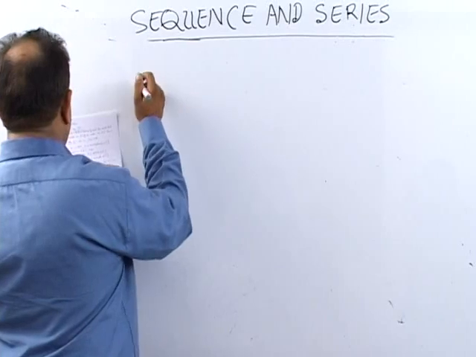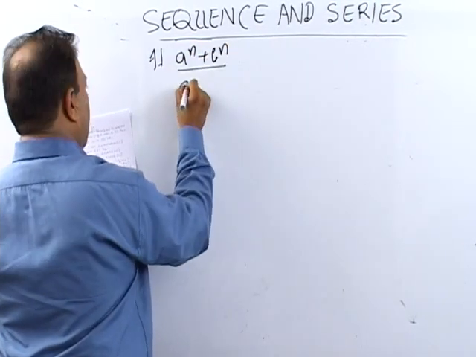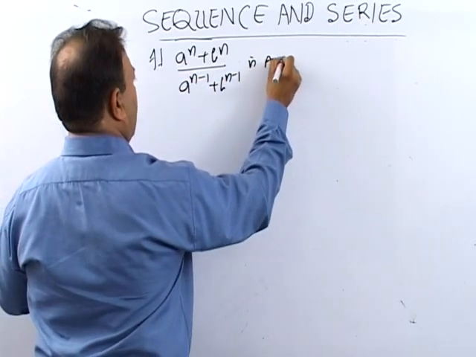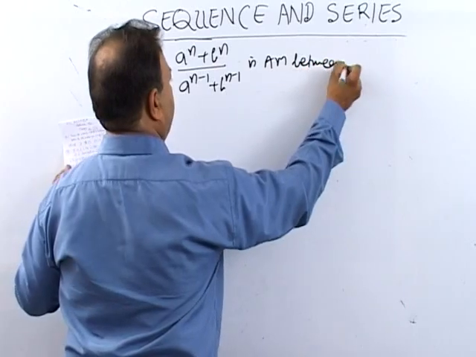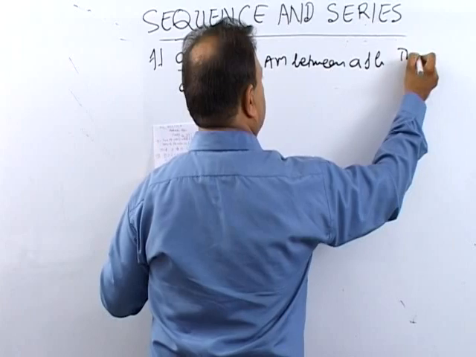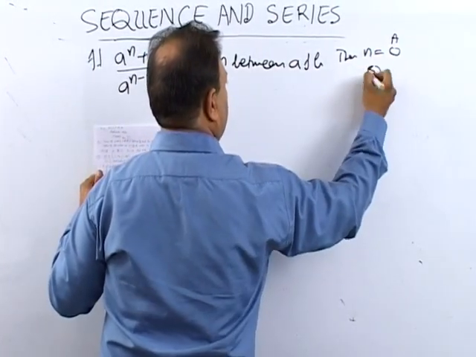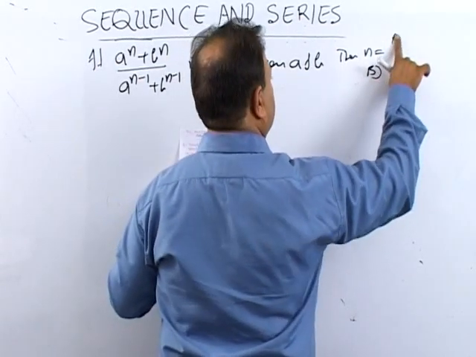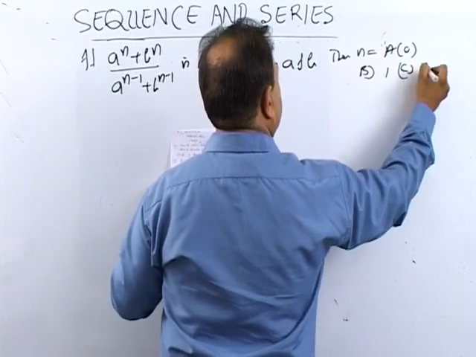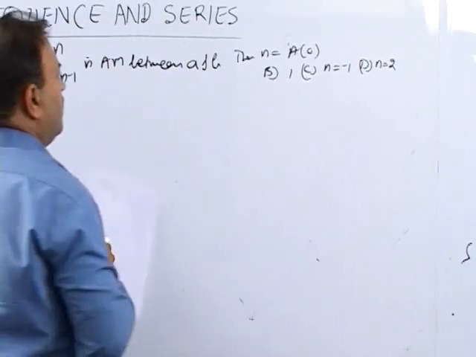Next is: if a to the power n plus b to the power n upon a to the power n minus 1 plus b to the power n minus 1 is the arithmetic mean between a and b, then n is equal to what? Option A is 0. Option B is 1. Option C is n equal to minus 1, and option D is n equal to 2.